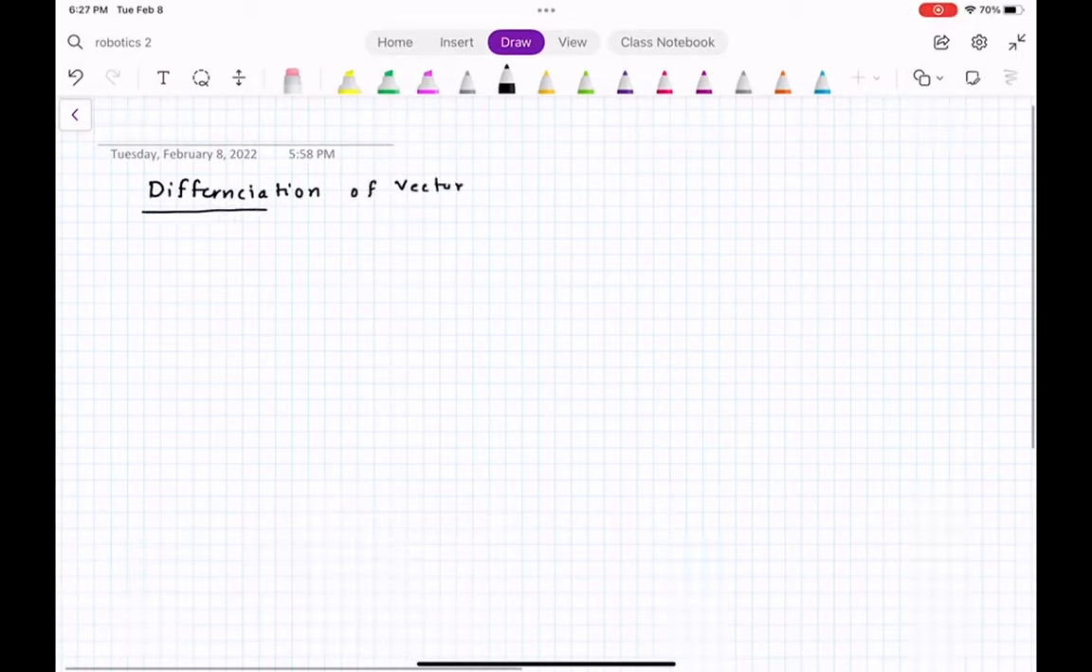And once you understand this concept, believe you me, you will actually understand Newton's equation, force is equal to mass times acceleration, and T is equal to I alpha, which is actually the derivative of angular momentum is equal to external torques, in three dimensions. So differentiation of vector. So I'm going to say a vector.